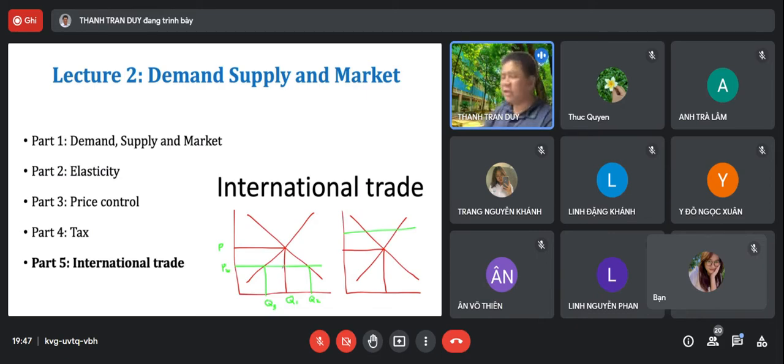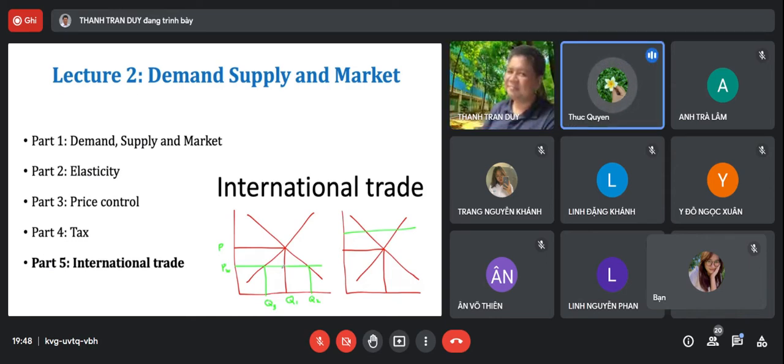All right. Is it good to import such a product? Good or bad? Now, for example, is sugar in Thailand cheaper than Vietnam? Should we import sugar from Thailand and sell in Vietnam? Yes or no? I think no. Why not?